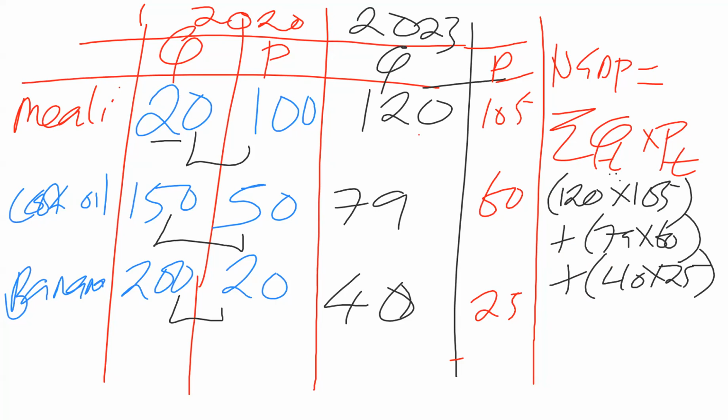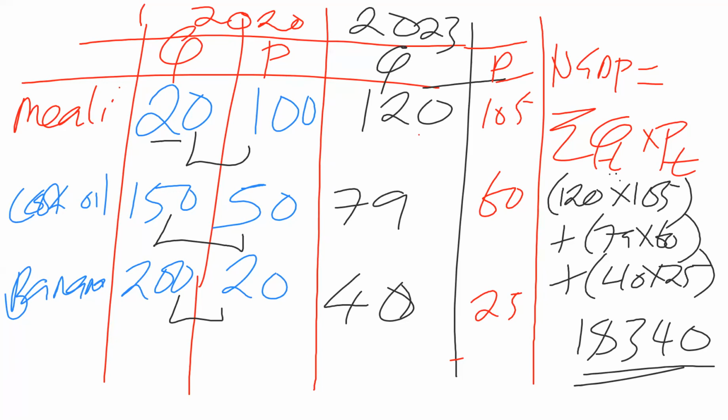That gives you the nominal GDP for 2023: 18,340. Is that clear now? Are you fine with the nominal GDP? So the summary for nominal GDP is quantities of that year times the prices of that year. Is that right? Yeah. Okay.